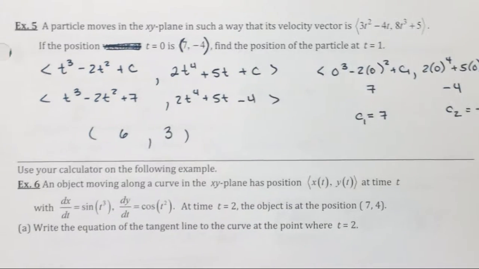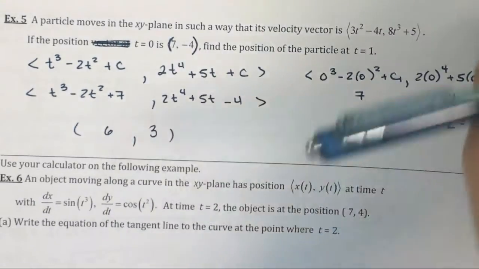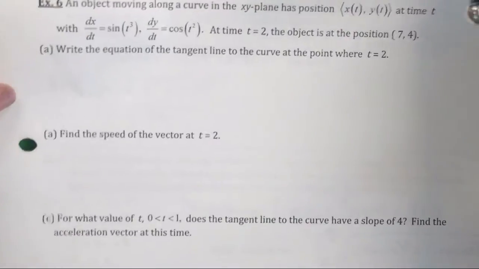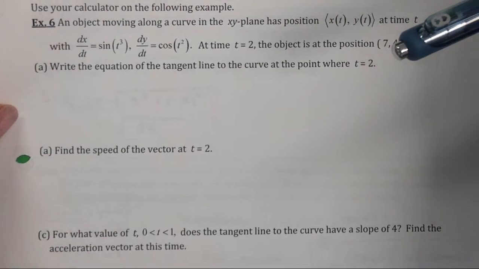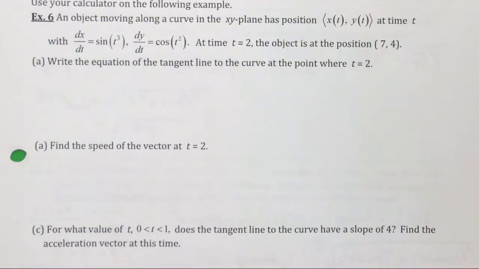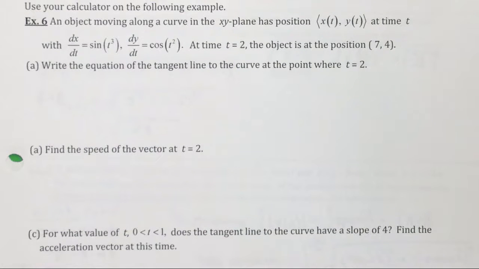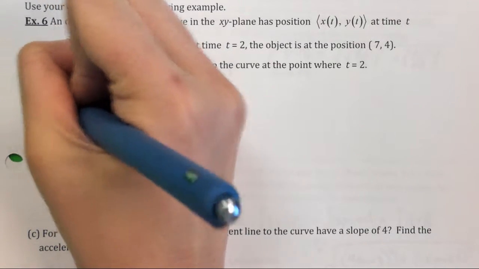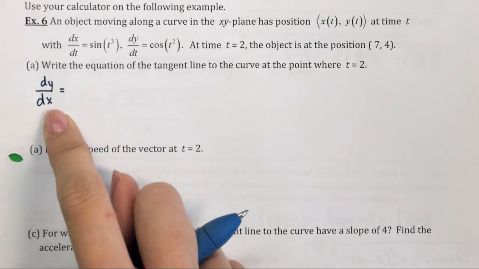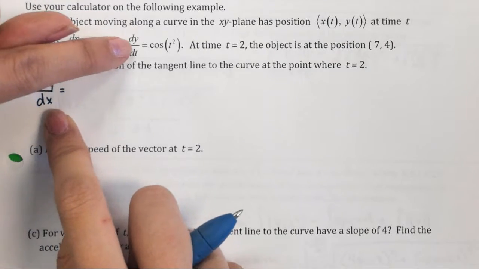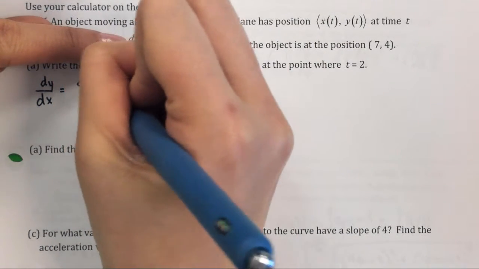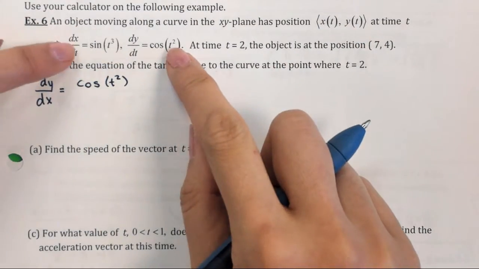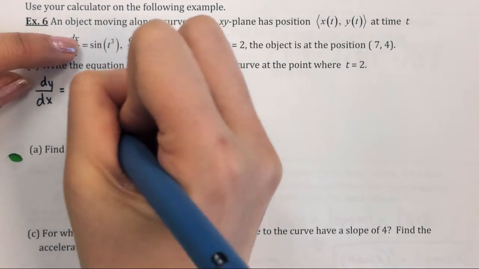All right, calculator examples, because you'll need your calculator for a lot of these questions. All right, this one is simple. Write the equation of the tangent line to the curve at the point where t equals 2. How do I do tangent lines? dy/dx, I need the derivative. I need the change in y over the change in x. So I already have dy/dt, so that's just cosine of t squared, divided by dx/dt.